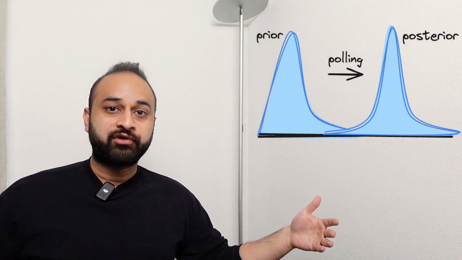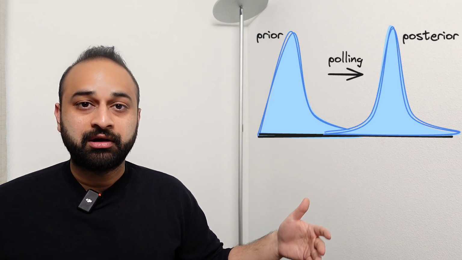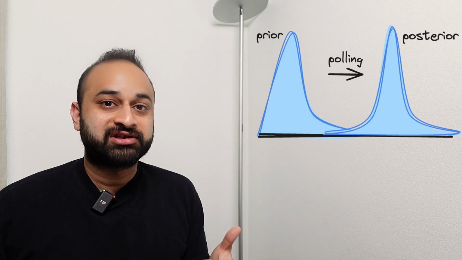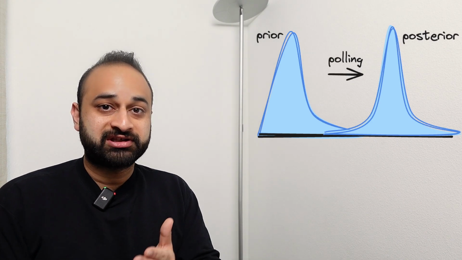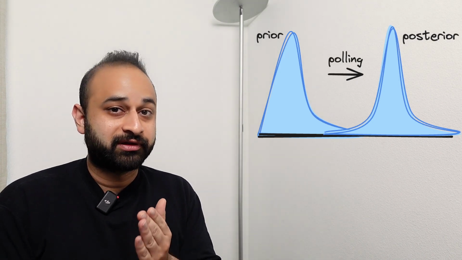And once we have all of those posterior distributions for each state, we'll be able to simulate the way this election is going to go 4 months out, and we'll do another video 3 months out, 2 months out, 1 month out, and then just days before the election. So we'll see how this changes over time. So how is this methodology going to work?